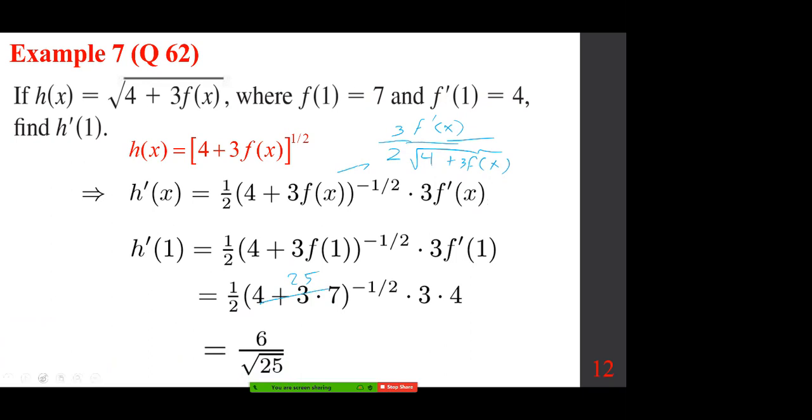Because again, I want to make sure everyone understands why. 1/2 and 3 and 4, their product is 6. And this piece is square root of 25, which is 5. And this is the final answer. All right.